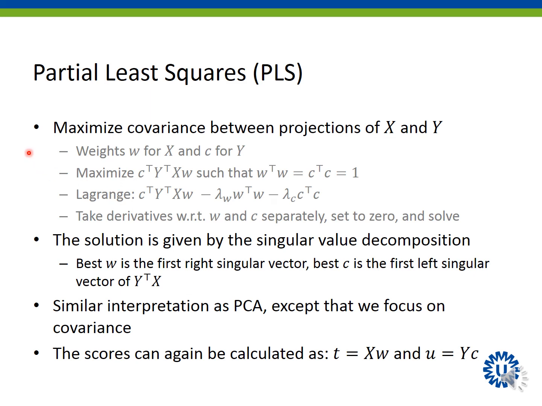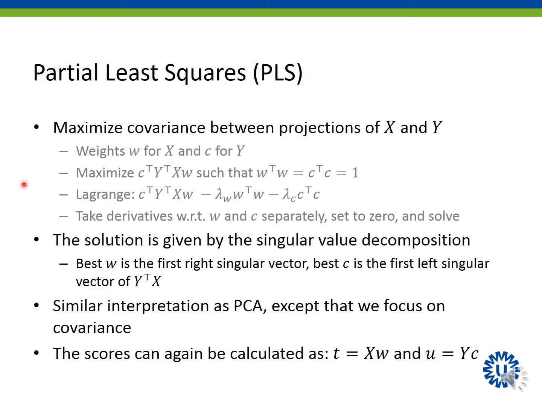To obtain, again, weights that maximize the covariance between projections of X and Y, we again need a little bit of math. So just as in the PCA case, let's define some weights, W for X and C for Y. Now the objective function is C transpose Y transpose XW. It's basically the covariance between XW and YC. And we maximize this for all C and all W such that, again, the sum of the squares is 1. So the squares of the elements sum up to 1.